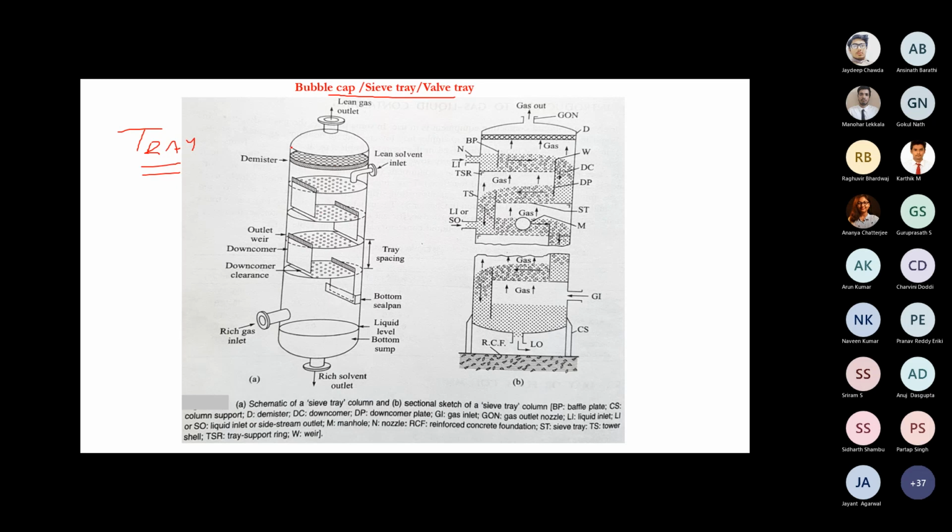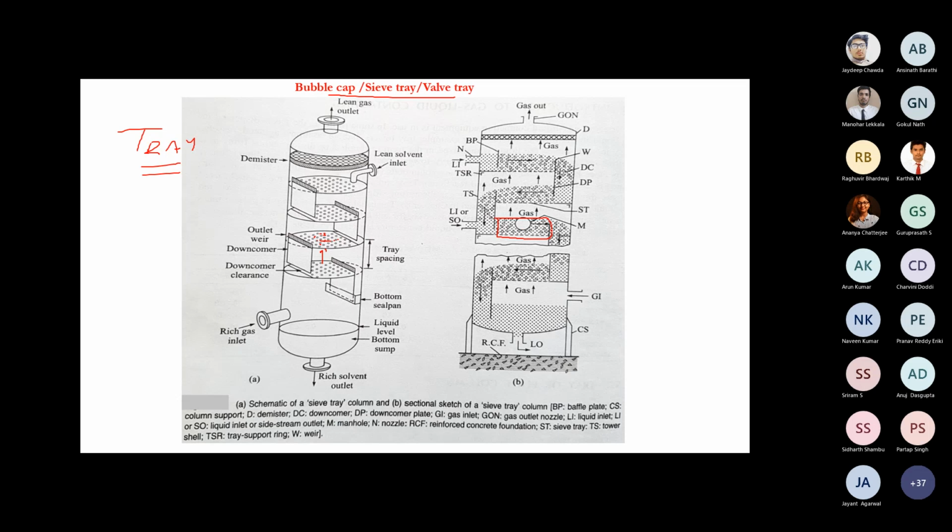So the shell is the important part, that is a major component. Then inside you have a tray, that is another major component. So this tray will help for intimate contact between the phases. Then you have to make provisions in the tray by providing holes for the flow of vapor. Then we have to maintain the minimum amount of liquid in each tray, then only the separation will be efficient.